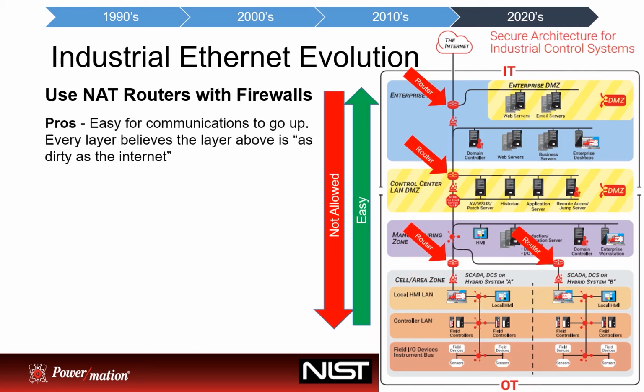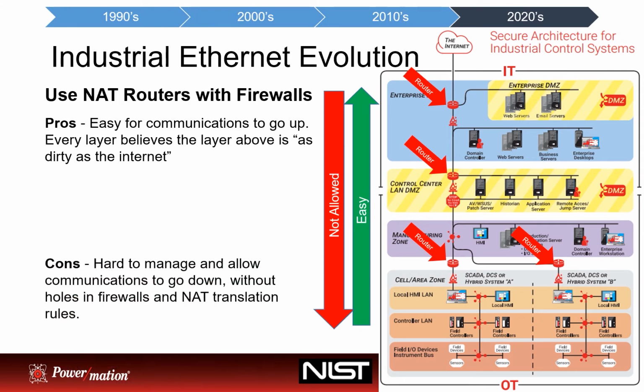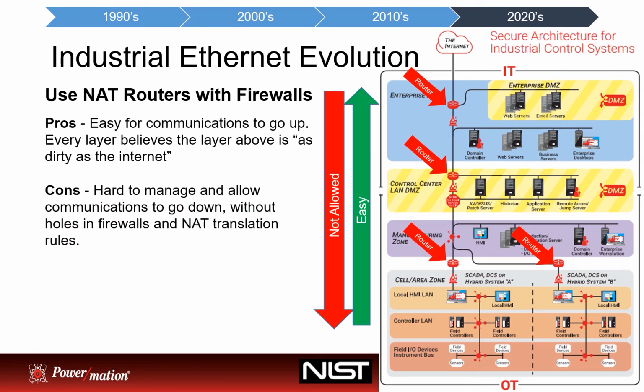Using NAT routers is great for segmentation because connections are not allowed to flow down, only allowed to flow up. However, this adds complexity when attempting to connect from the manufacturing zone into the cell zone like a SCADA server might need. For a SCADA server to connect to a device in the cell zone, you would need to create a network address translation rule, or a hole in your router, reducing your defense in depth strategy.